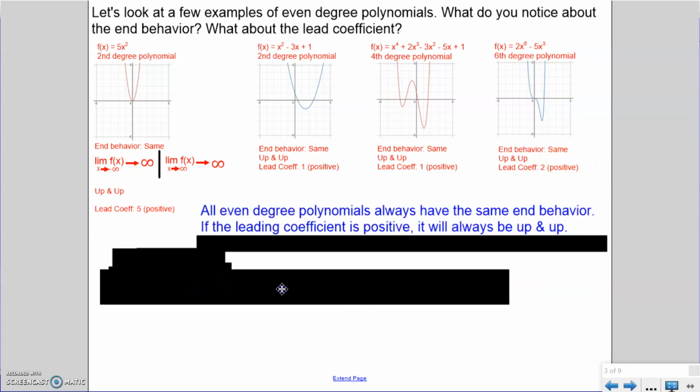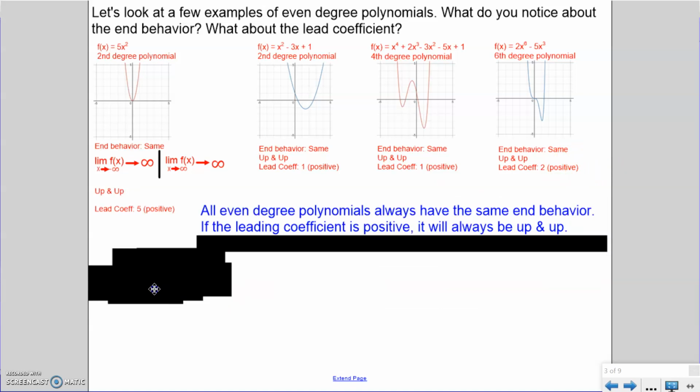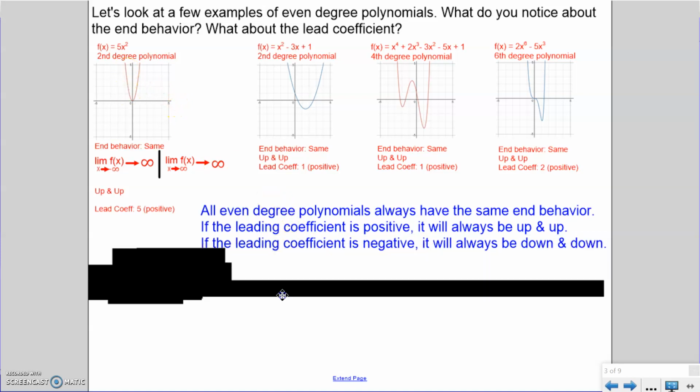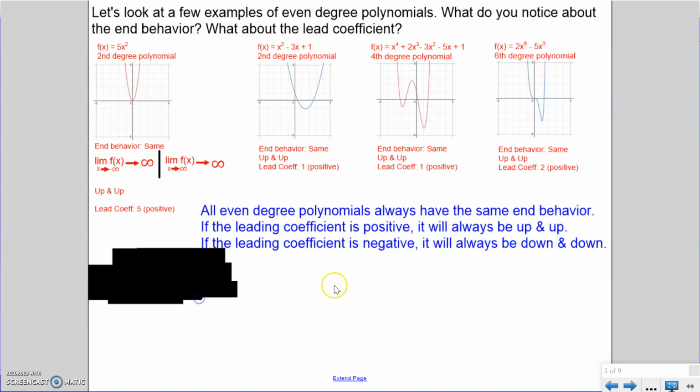Alright, so all even degree polynomials always have the same end behavior, no matter what. If the leading coefficient is positive, it's always going to be up and up. Now, what if the leading coefficient is negative? Well, the leading coefficient is actually a. We were doing the a, b, h, k transformation earlier. Remember, a controls the vertical stretch, vertical compress, and the reflection over x. So we're basically going to flip it over the x-axis. Instead of up and up, it's going to come down and down. So if the leading coefficient is negative, it will always go down and down.